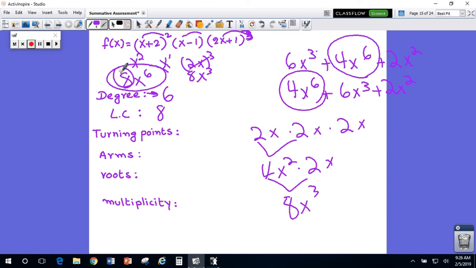How did I get 8? Put it in your graphing calculator. I want you to do 2 and then cube.